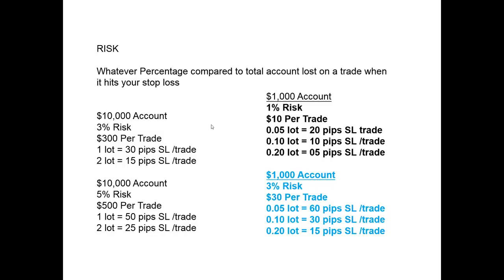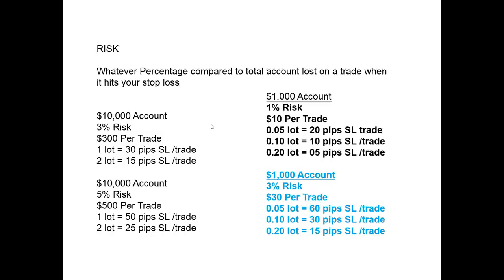Now on a $1,000 account, we're going into a little bit higher risk. We're going to have 3% risk, which is $30 per trade. With a 0.05 lot, we're going to be able to have a 60 pip stop loss. Decent, right? With a 0.10 lot or a mini lot, you're going to be able to have a 30 pip stop loss. And with a 0.20 lot, you're going to be able to have a 15 pip stop loss. That's 3% risk on a $1,000 account.